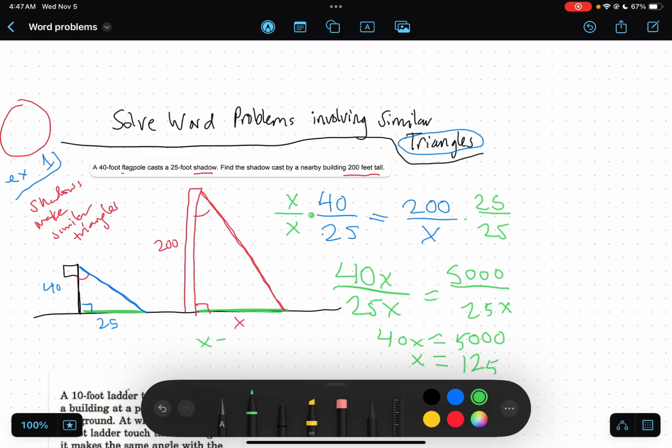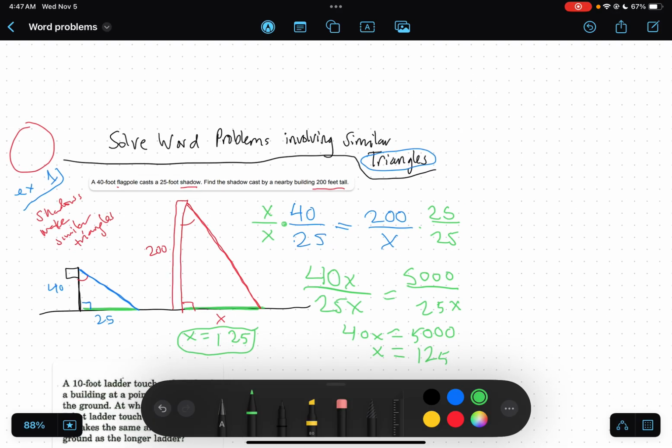So there's one more way that you can solve it. I just want to show you guys that way, just to see if it makes more sense to you. There's actually multiple ways, but this is one way that makes sense to me. You could also think of it as scale factor and think about how much it gets enlarged by. So in other words, 40 times what gets me 200. And so I could do 200 divided by 40, and I'll see that my scale factor is 5. And so then I can just do 25 times 5.